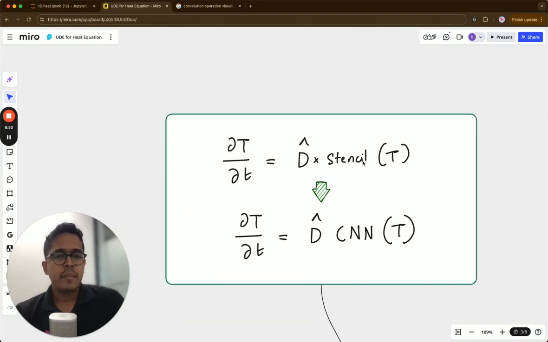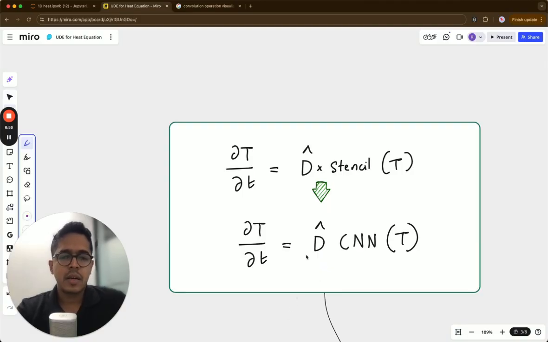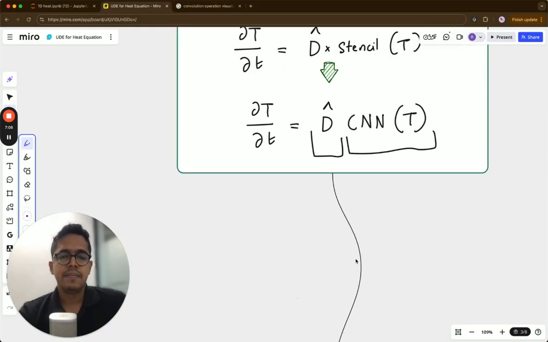So that is what I mean by the derivative being approximated using two learnable parameters. The first learnable parameter is the scalar, which corresponds to the diffusion. The second is the convolutional neural network, which is literally the stencil. Now, what is the format of this whole neural network? We will come to that.